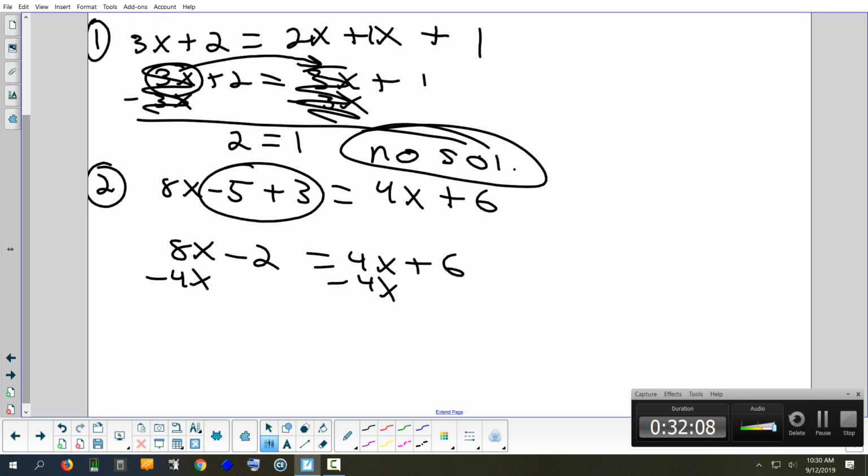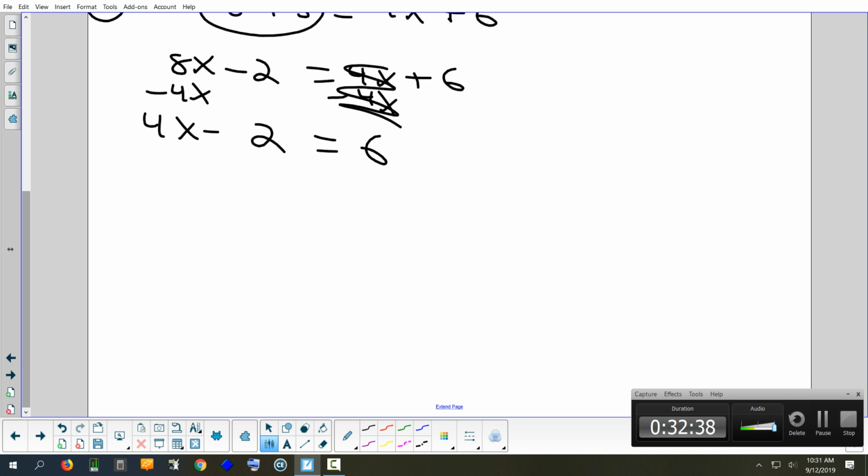So this is like a problem we did earlier. It's not a no solution. It's not an all numbers. Okay. This is gone. What's 8x minus 4x? 4x. 4x minus 2. And what do I still have on the right? 6. Notice I still have letters in the problem. If I still have letters, it's not a no solution. The letters would have to all be gone right now. Okay. So I have 2 steps left.